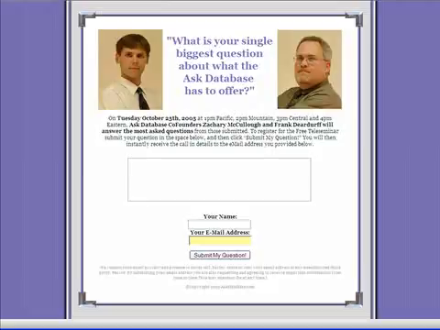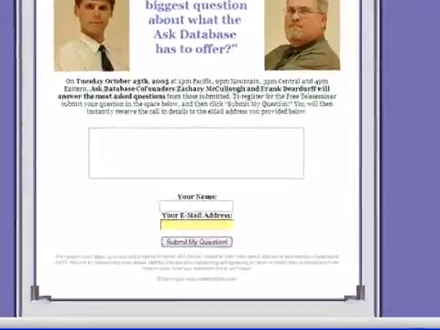I like to use a tool called Ask Database for this. Essentially what this tool does is allow you to quickly and easily generate a web page that also has a web-based form that transmits information to you. No programming required. Obviously you can make it look any way you want to. This is an example for the Ask Database itself.